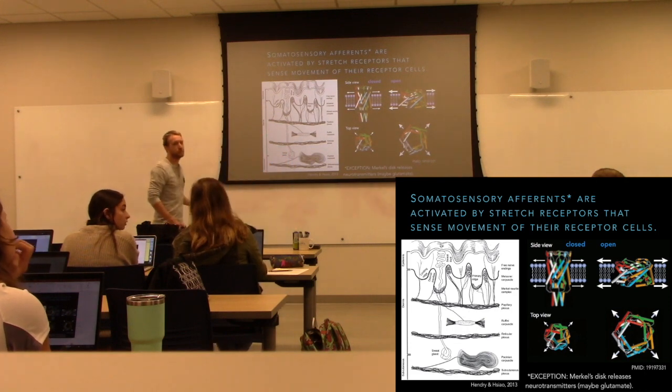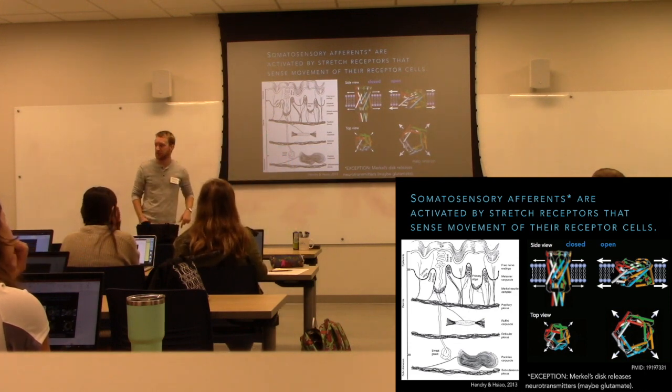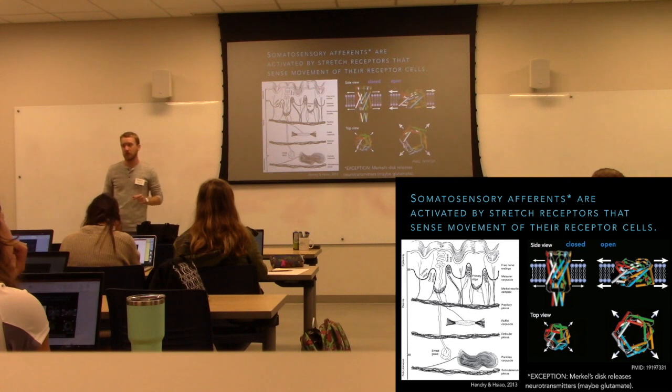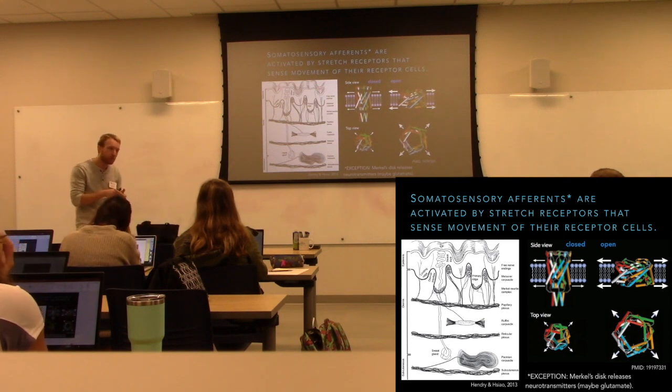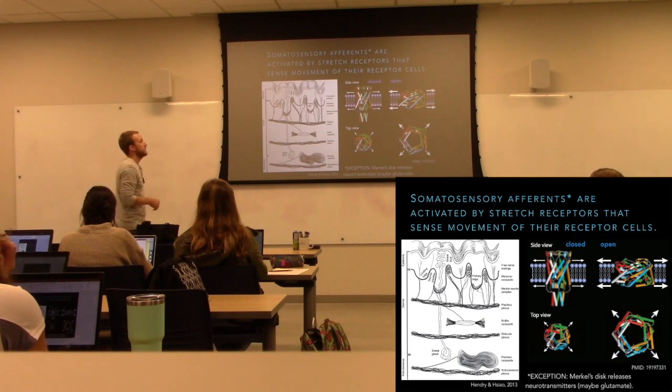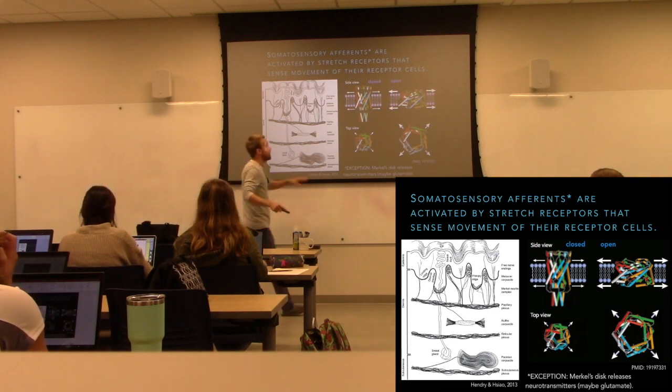That one's a little different because those don't have stretch receptors. They seem to spit out glutamate. Not totally clear on that one. But when pressure is placed on them, they spit out some kind of neurotransmitter. It's most likely glutamate. Everything else, though, operates by this.